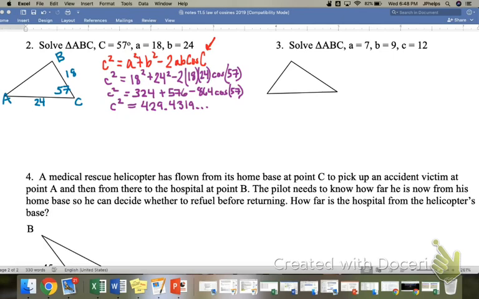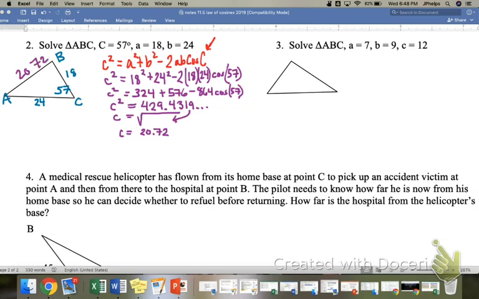When we simplify everything on the right side, we get c squared is equal to 429.4319. And to find c, we just need to square root this number. And you can just take the number from your calculator, store it in your calculator, take the square root of that, and c comes out to 20.72. And again, sides, we want to round to the nearest hundredth and use that value for finding the rest of the triangle. Now, because we already have angle C and we just found side C, we've got the opposite. So we've got this side is 20.72.